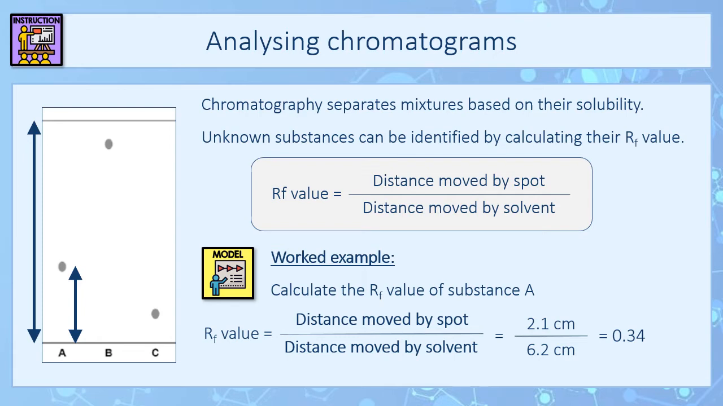Now sometimes people will do this the wrong way round. Sometimes people will do the distance moved by the solvent divided by the distance moved by the spot. You'll know if you've got it the wrong way round because you'll have a number bigger than 1. The RF value cannot be more than 1 because the spot cannot move further than the solvent. So your number for your RF value should always be less than 1. If it's not, just check that you've done this calculation the correct way round.